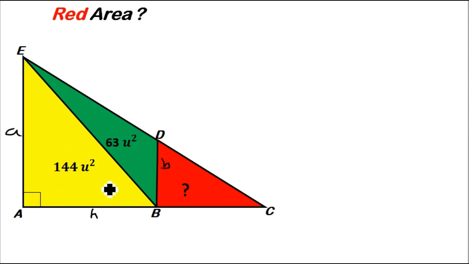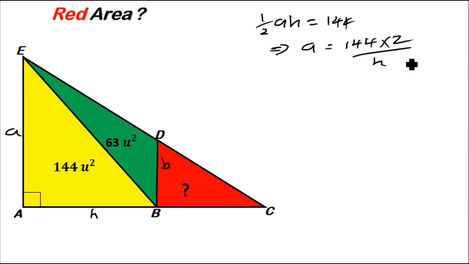So the area of triangle ABC is going to be half base, which is H, times height, which is A. So half base times height is half AH, which gives us 144. So half A times H is 144. Now from there, if you make A the subject of the formula, you multiply both sides by 2 and divide by H, and you get A is 144 times 2 over H.